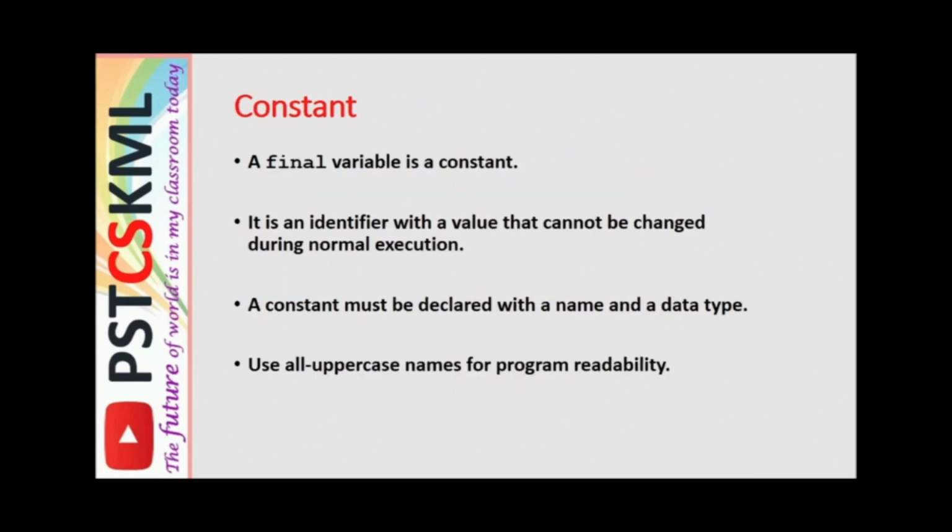Okay, what is a constant? A constant is a final variable. It is an identifier with a value that cannot be changed during normal execution. A constant must be declared with a name and data type. Use all uppercase names for program readability. Okay, later we will see the example.